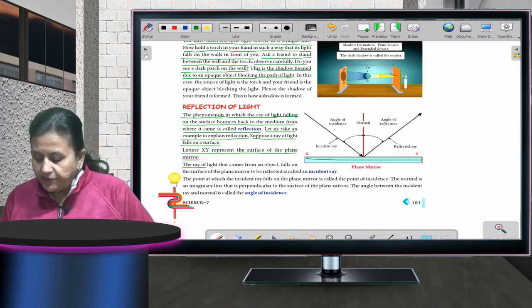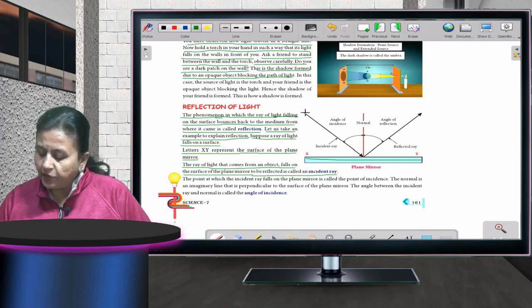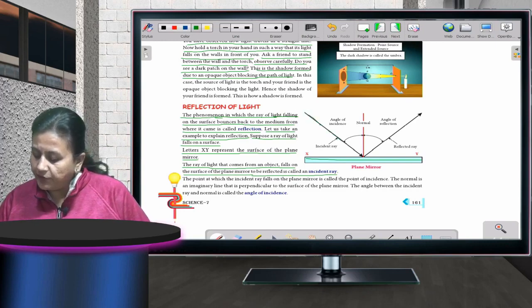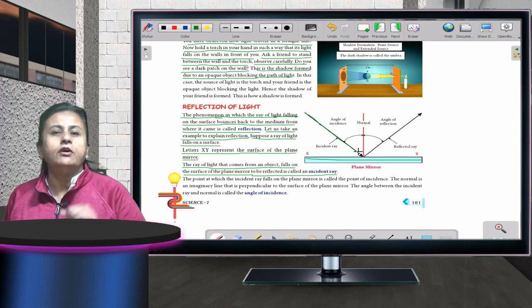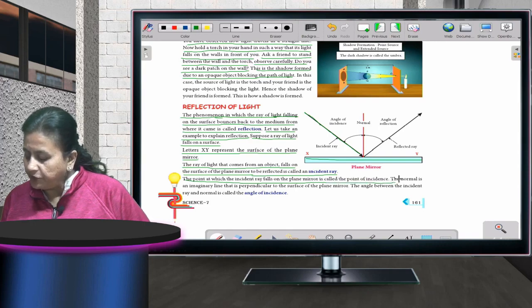The ray of light that comes from an object and falls on the surface of the plane mirror to be reflected is called the incident ray. Now what is happening? The light is falling over here, and the point at which the incident ray falls on the plane mirror is called the point of incidence.